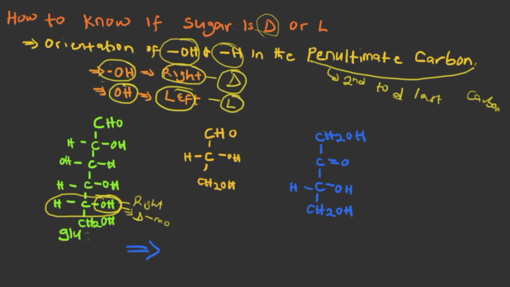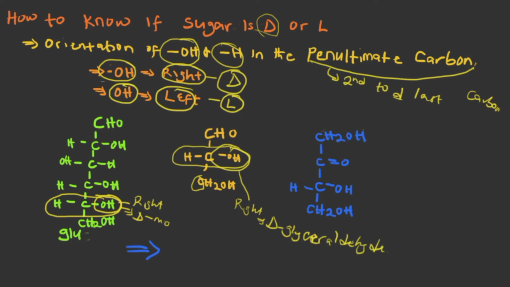So let's take a look at this compound. This compound is glyceraldehyde, an aldose triose sugar, right? So this is my penultimate carbon, that is the second to last carbon, right? This is the last carbon, right? And the position of this OH, that is the hydroxyl group, is to the right too, right? And that means this also is a D. Then I should call it D glyceraldehyde.